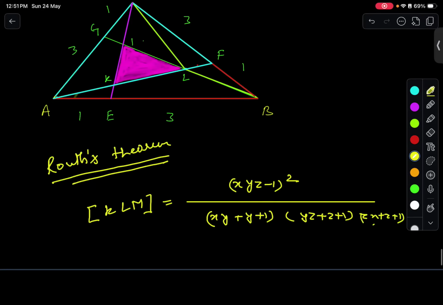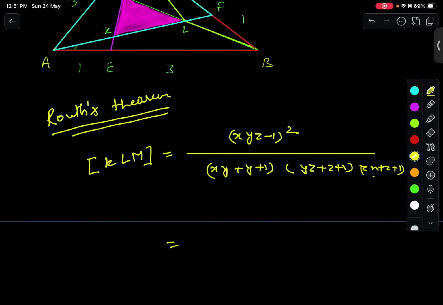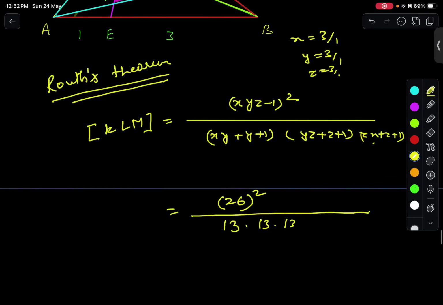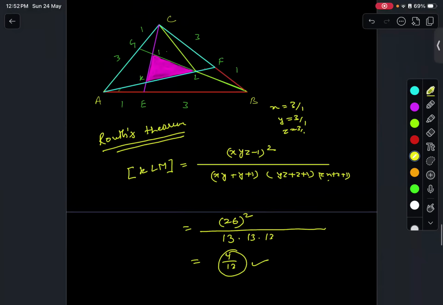Thus, it means in this case, xyz all are 3:1, 3:1, 3:1. So x is 3:1, y is 3:1, z is 3:1. So 3, 3, 3. Now 27 minus 1, 26 square upon 9 plus 1, 13 into 13 into 13. So obviously cancelling out, this is 4 by 13. Your answer, the set. You have to remember.